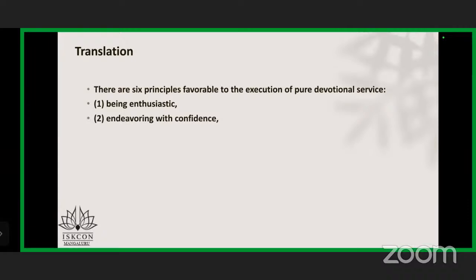Next is enduring with confidence. That is nishchayat. You should have confidence that if I do devotional service to Krishna, how can I please Krishna? How can I please Prabhupada? And according to Shastra, if I do, then there will be a progress in my devotional service. That kind of confidence should be there. And being patient, that is dhairyat. You should be patient. Today I'll chant Hare Krishna and tomorrow I'll get ecstasy.